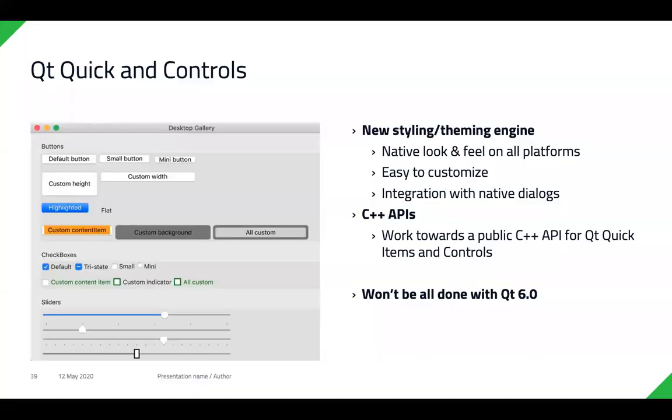On Qt Quick and the controls, we're doing a lot of work as well. We're looking for a new styling and theming engine to try to make them look native on all platforms. Currently, that's something they don't support, and we want them to be easy to customize. Also integrate with native dialogs and all of those things of the underlying operating systems. We're also working, and that will take some time, towards a public C++ API for those items and controls. All of this is work that's ongoing. We're laying the foundations now. It won't be done with Qt 6.0. This is more something that we're aiming at for the longer term.